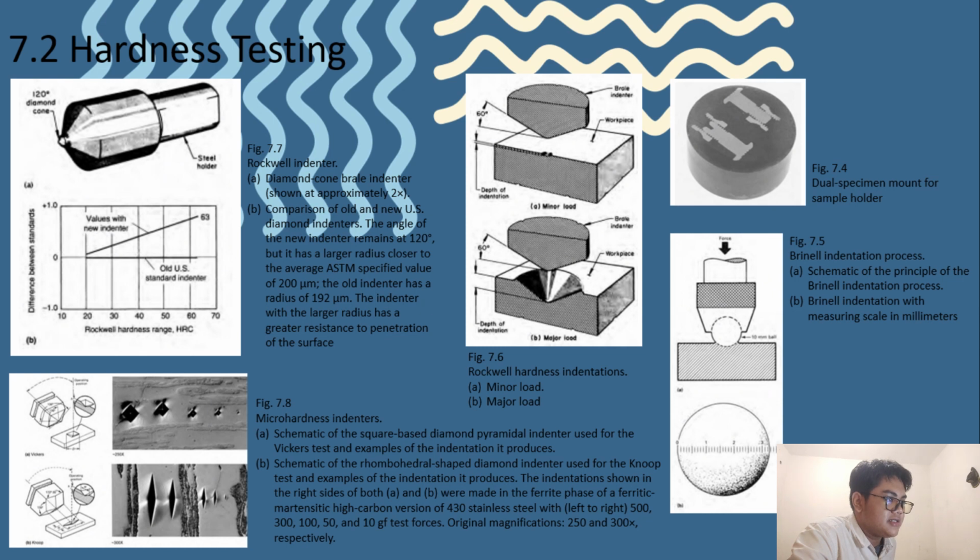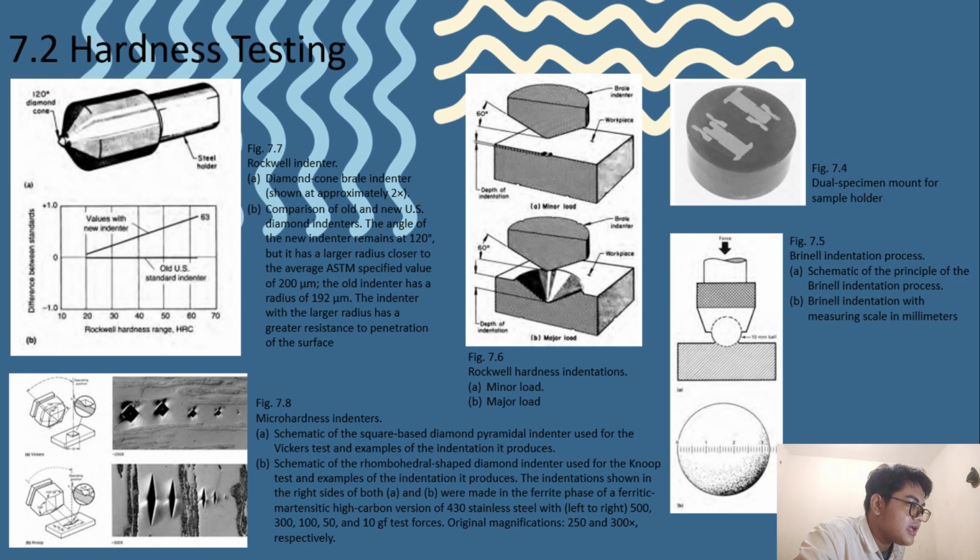Macro hardness testing. Macro hardness tests are commonly performed as an integral part of quality assurance procedures. In macro hardness testing, the load exceeds 1 kg or 2.2 lb, and the resulting indentation is visible to the naked eye. Brinell test. The setup for the Brinell test is shown in Figure 7.5, which I also made there. The Brinell indentation process.